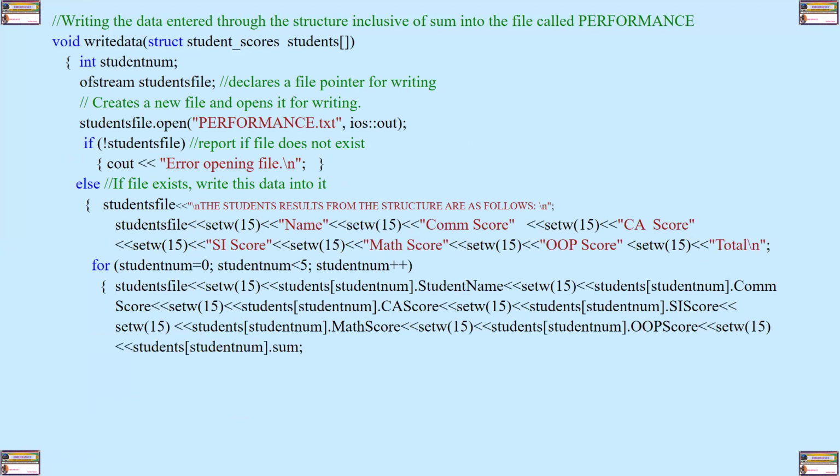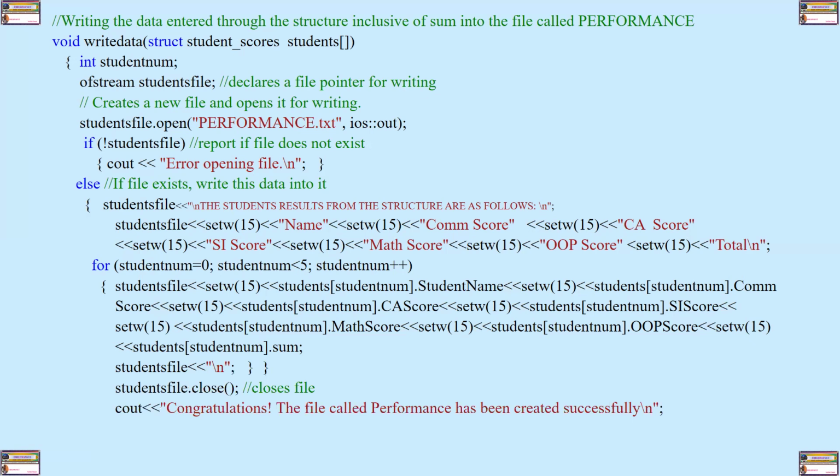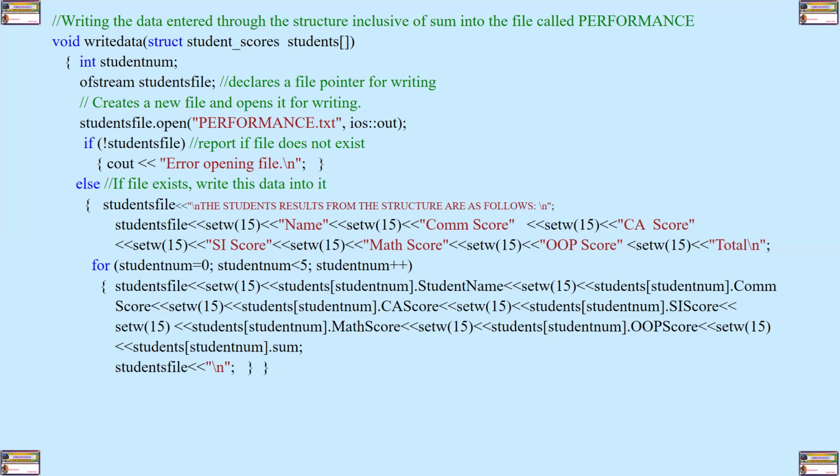So once the writing is done, we move on to closing the file. Once the 5 records have been written, up to student 4 dot name, student name dot student's course and so on, the file is going to be closed using this statement. So it will close the file that we have been writing into. Once that is done, the message will be displayed on the screen: Congratulations, the file called performance has been created successfully. And then the control will be taken back to the main program.